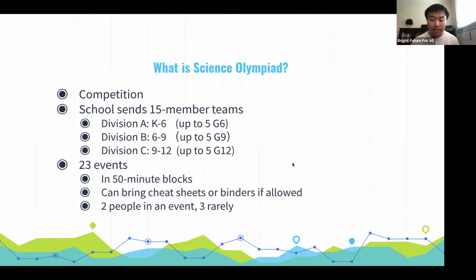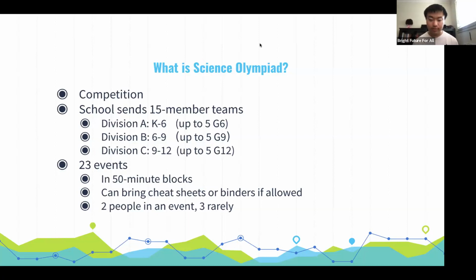Okay. Introduction to Science Olympiad. So first of all, what is Science Olympiad? Science Olympiad is kind of a science-based competition. You could have guessed already. Schools will send 15-member teams to compete in these events. There are currently 3 divisions of Science Olympiad. Division A is K to 6, Division B is 6 to 9, and Division C is 9 to 12. Every year they'll have 23 events held in 50-minute blocks.